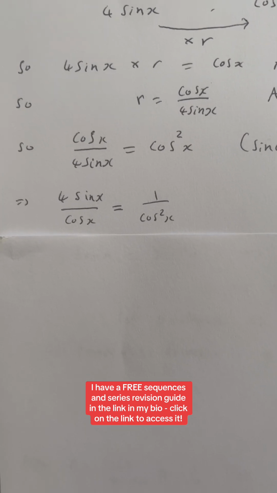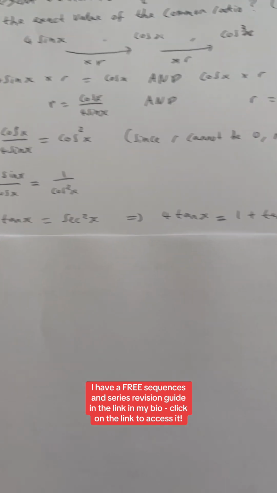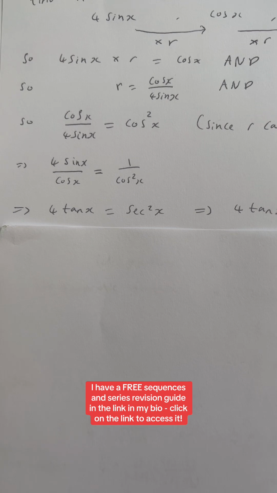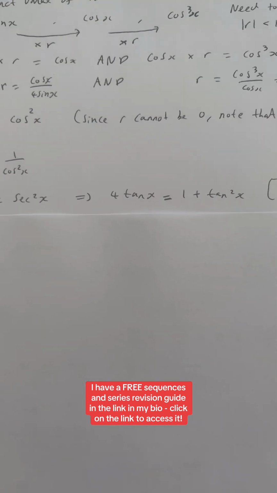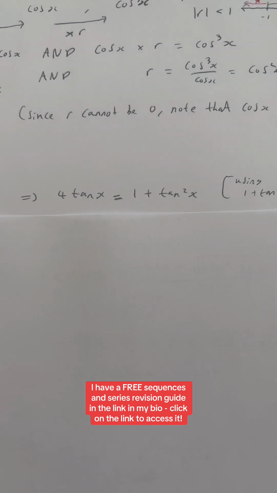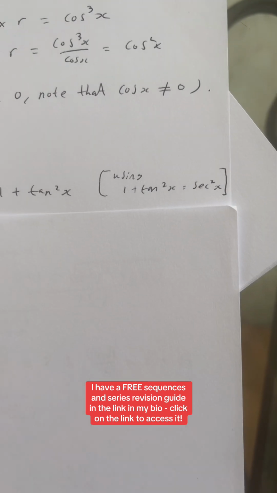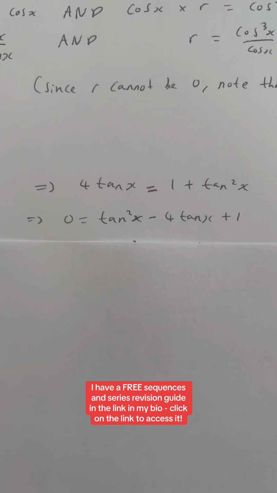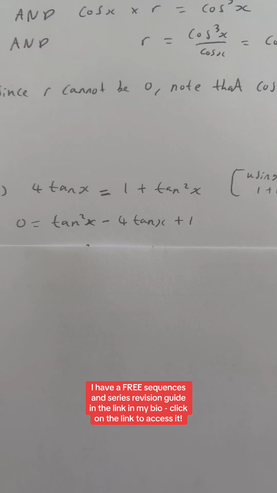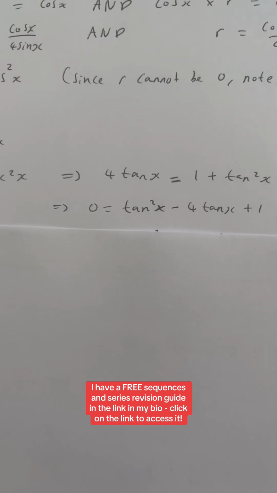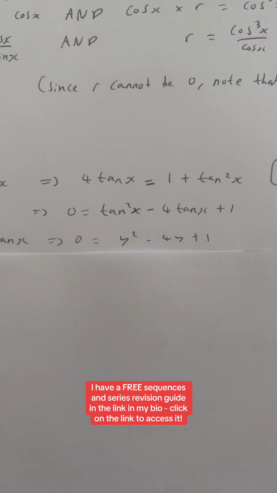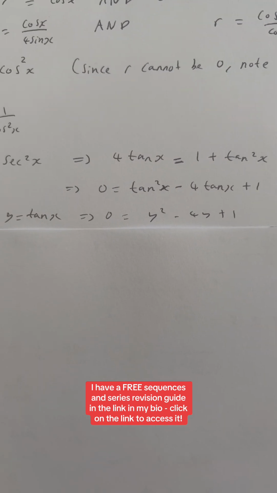So what I've done here, there's a few ways you can go about this. I've just flipped the fractions upside down. You can perfectly do that, that's fine. So what we get is 4 tan x, because sin over cos is tan, is equal to sec squared x. So remember, 1 over cos is sec, so 1 over cos squared is sec squared. So then we've got 4 tan x equals 1 plus tan squared x, using our trig identity, 1 plus tan squared x equals sec squared x. So now we've formed a quadratic here. So 0 is equal to tan squared x minus 4 tan x plus 1. If we let y equal tan x, then we get this quadratic here.